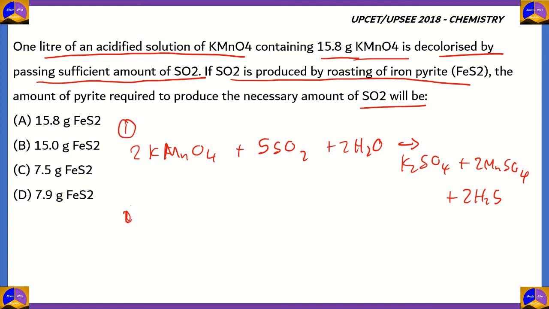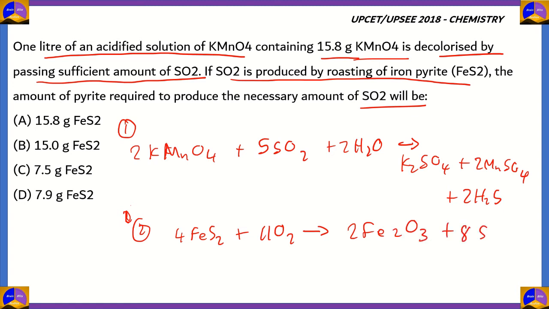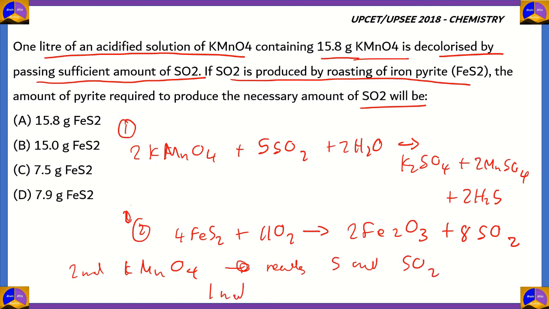The second reaction refers to the formation of SO2 by roasting iron pyrites. So roasting means burning iron pyrites in excess of oxygen. So 4FeS2 plus 11O2 gives 2Fe2O3 plus 8SO2. So now we know that 2 moles of KMnO4 reacts with 5 moles of SO2. So that means 1 mole of KMnO4 reacts with 5 by 2 moles of SO2.